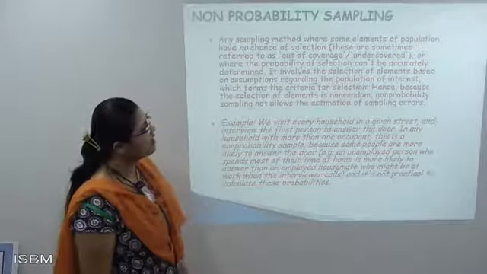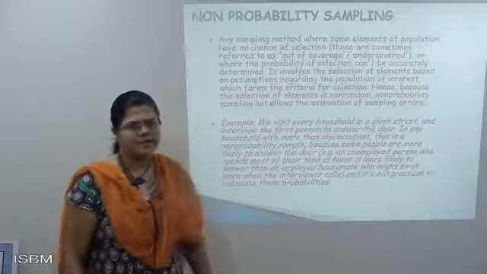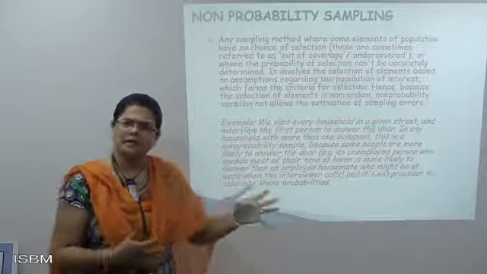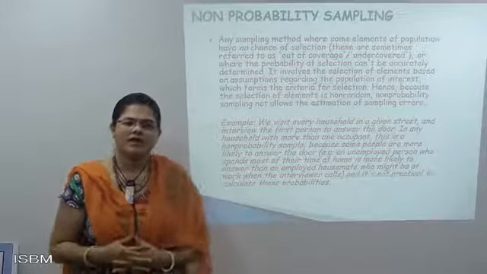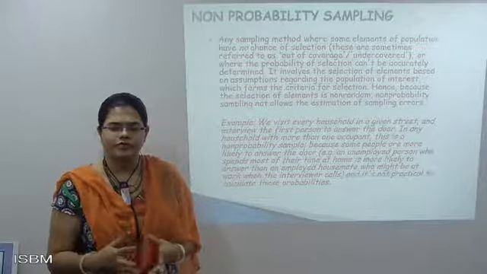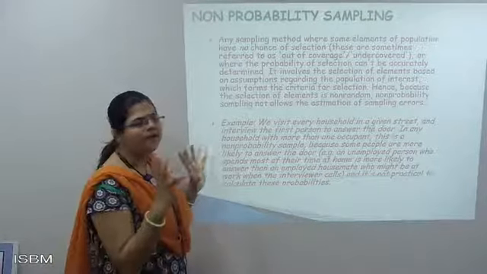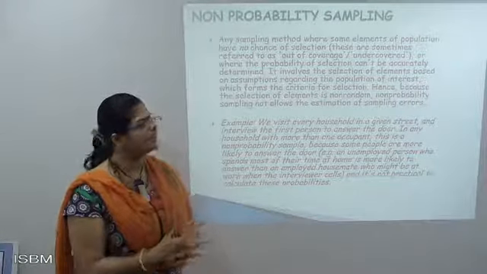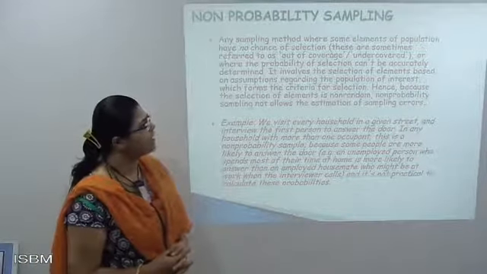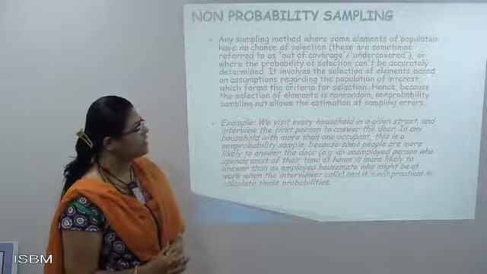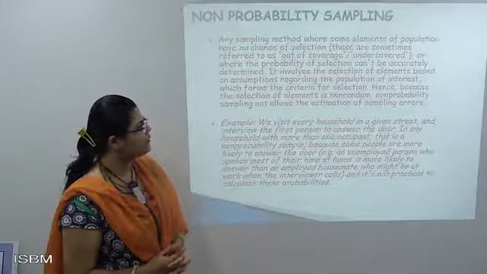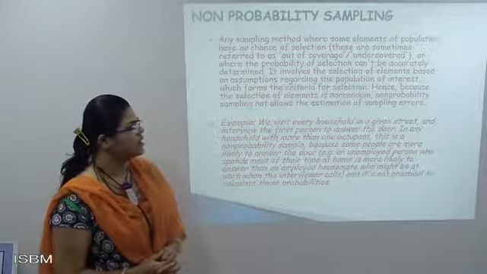can't be accurately determined. It means whenever you are calculating, if from the calculation you get an accurate result, that is called probability. But if you are not getting information that has been properly calculated, then that particular population comes under non-probability sampling. It involves the selection of elements based on assumptions regarding the population of interest, which form the criteria of selection. Hence, because the selection of elements is non-random, non-probability samples are not allowed in estimating sampling errors.